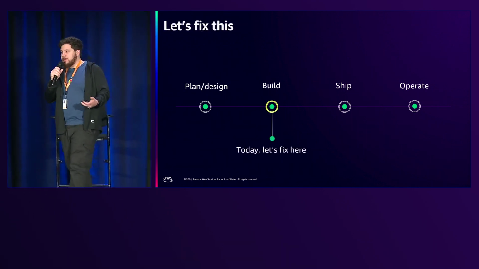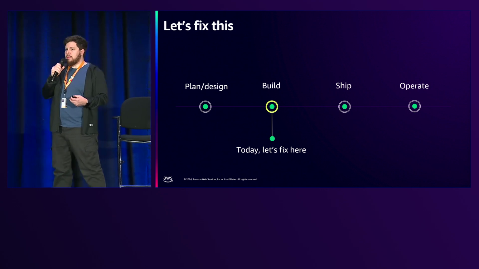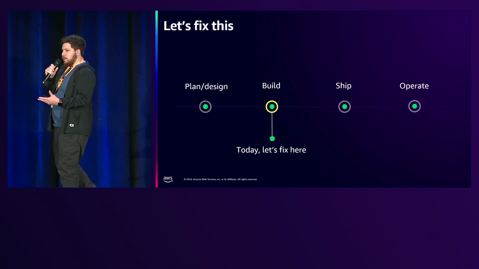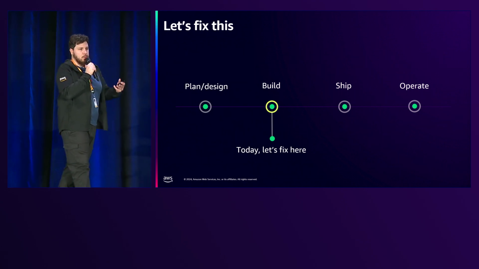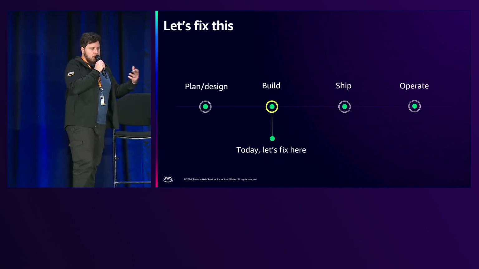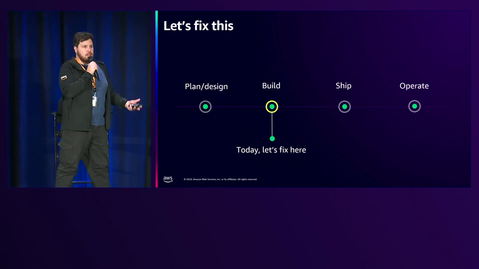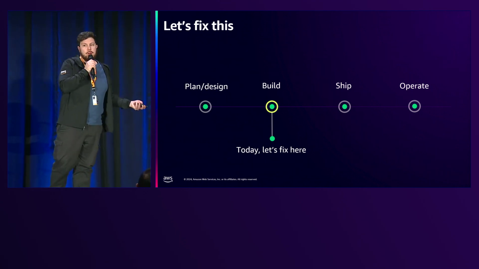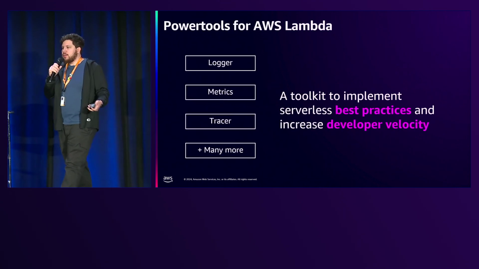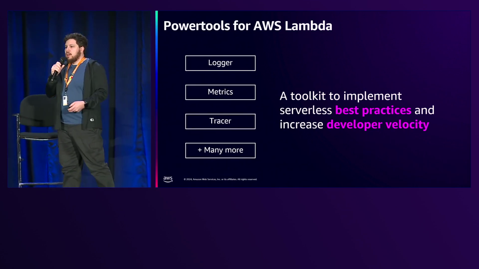Now, what if there was a better way to bake some of those best practices into your workload since the building phase, so that you don't have to go back and rework your code, refactor, and add things to your workload? What if there was a way that you can adopt some of those best practices? And this is where Powertools for AWS Lambda comes in.